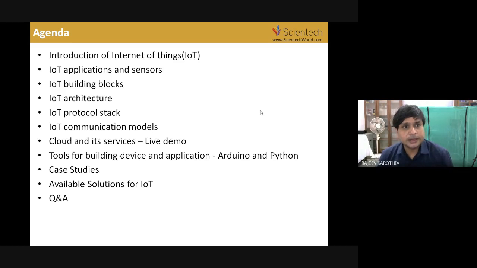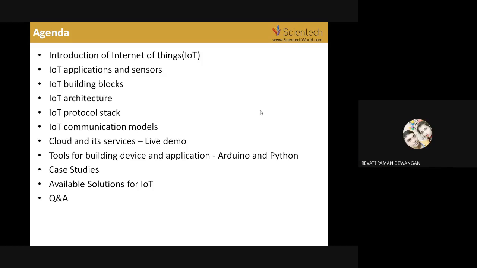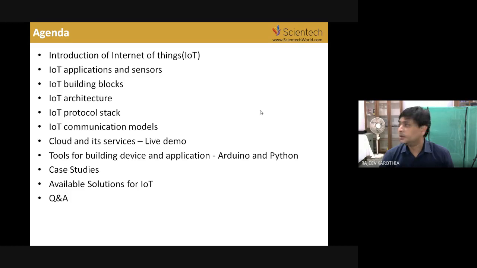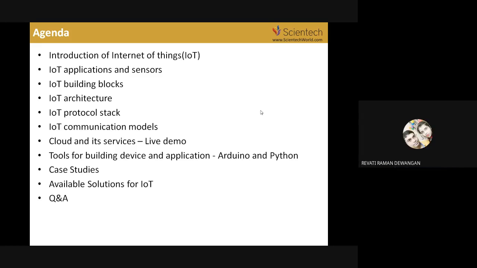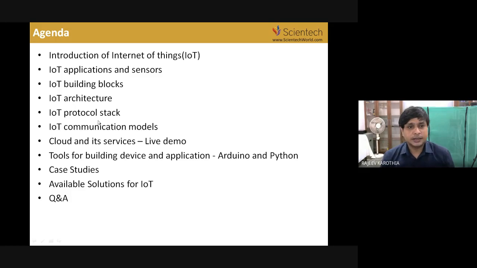Now let's come to the agenda. What we are going to discuss in these two sessions. First of all, we are going to discuss the introduction of IoT and the definition of the Internet of Things. Then we cover IoT applications and the sensors used in different IoT applications. Then IoT building blocks, the architecture of IoT, different protocol stacks of IoT, and the different communication models we are using in IoT.